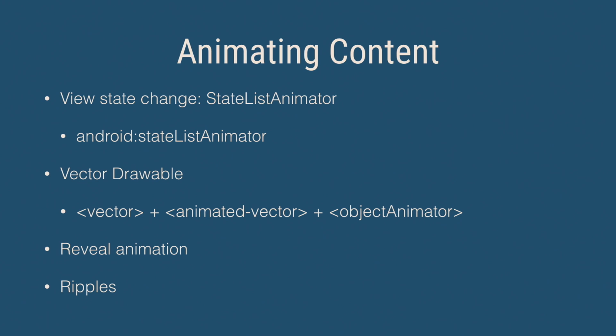When we're talking about animation now, there are quite a few types of animation we could be dealing with. One of them is view state change animation. Another is vector drawables, reveal animations, ripple animations. So there are a bunch of different kinds of animation that you can talk about, and I'll show a couple of different examples.